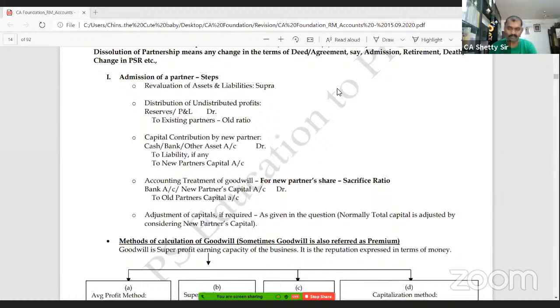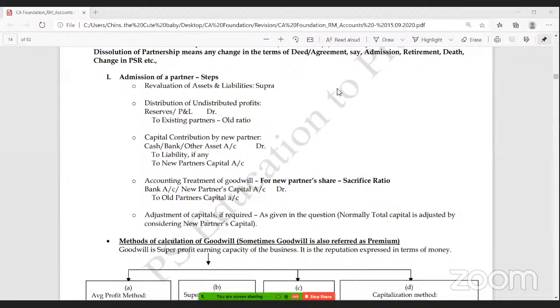Look at me. Let me give another example. Building value 100 lakh. Building loan 100 lakh. Building value is 100 lakh. Building loan is 100 lakh. What is the entry?